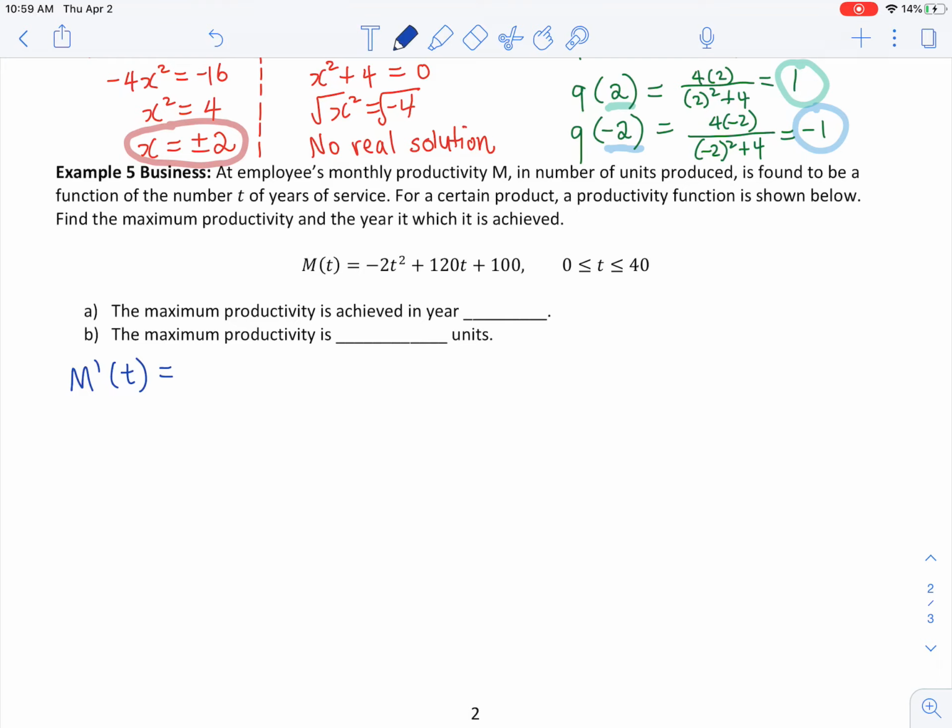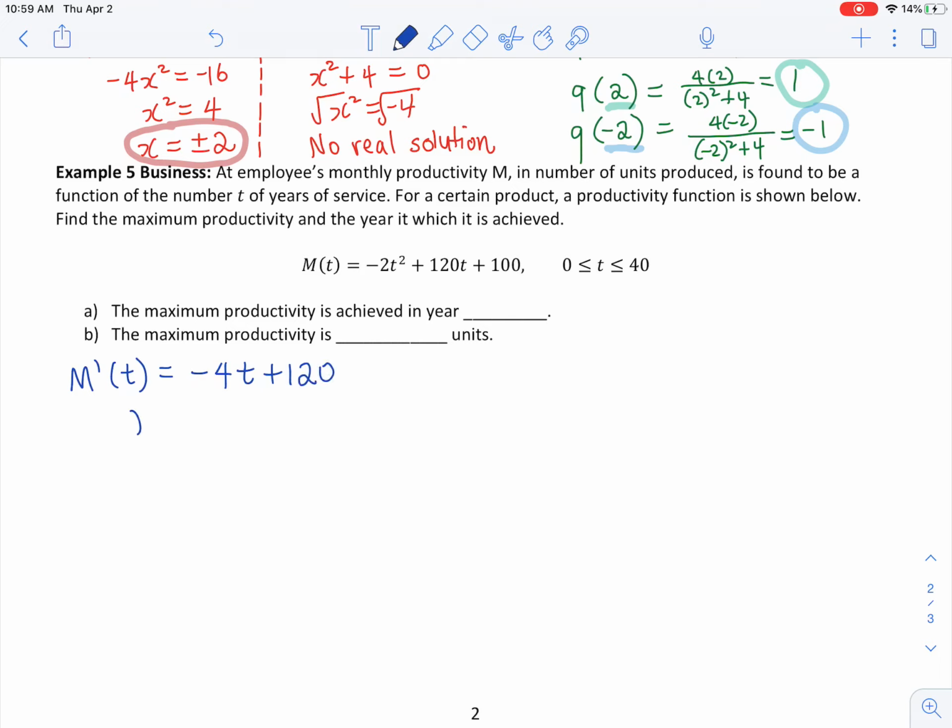Let's find the derivative. And we're doing this because we want to find the critical values. And why do we want the critical values? Because that's where the local maximum happens, right? May happen, we should say. All right, what's m prime of t?